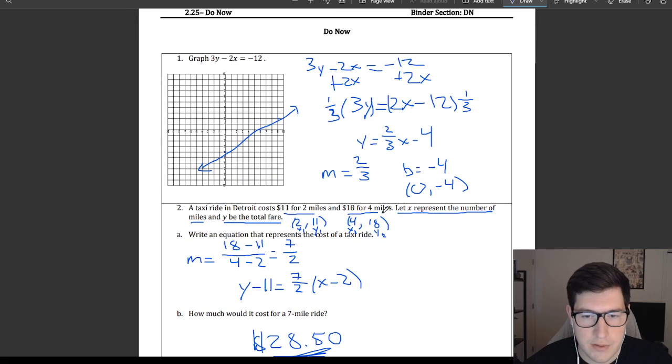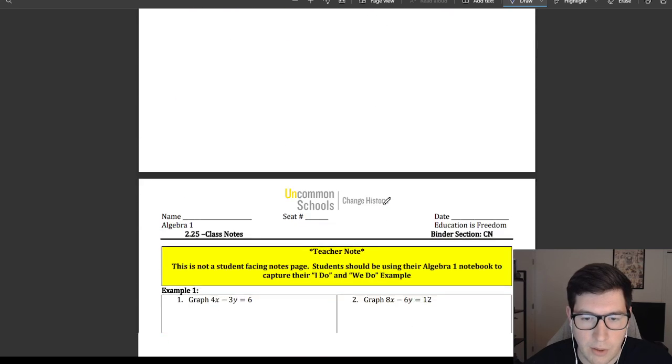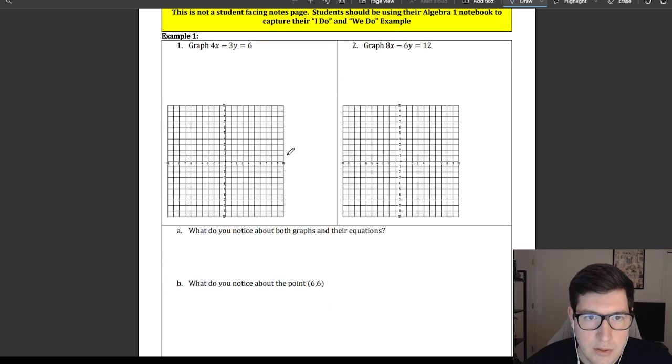Take a second and write this down. If you need to pause, you can. But from here, we're going to be moving to notes, so go ahead and make sure that once you have this, all notebooks are out. All right, so moving down to our notes here.